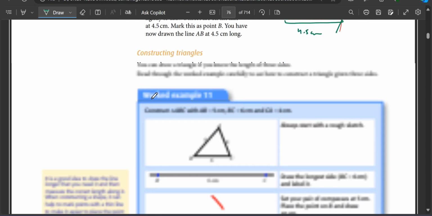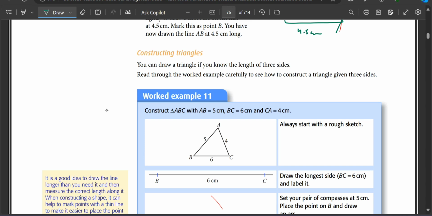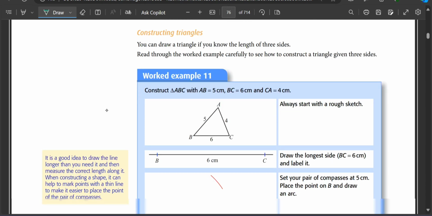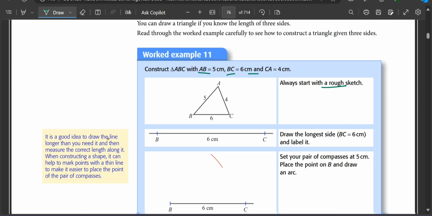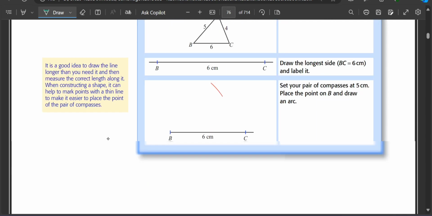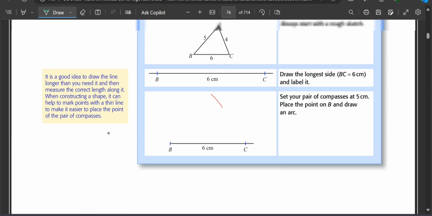Now, how are we going to construct a triangle? This is the worked example. Let's go over this as well. You can see that we have AB 5 centimeters, BC is 6 centimeters, and CA is 4 centimeters. We're just going to make a rough sketch, it's not the correct one. So what we are going to do is draw the longest side BC, which is 6 centimeters, as a base.